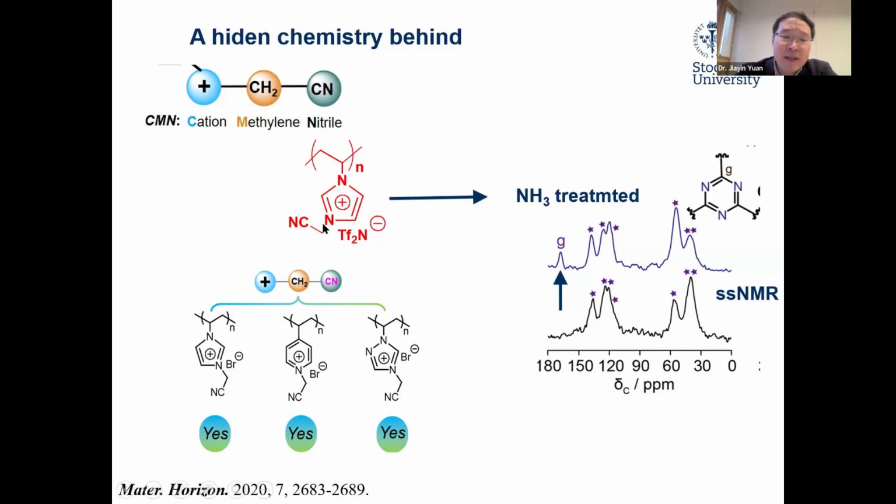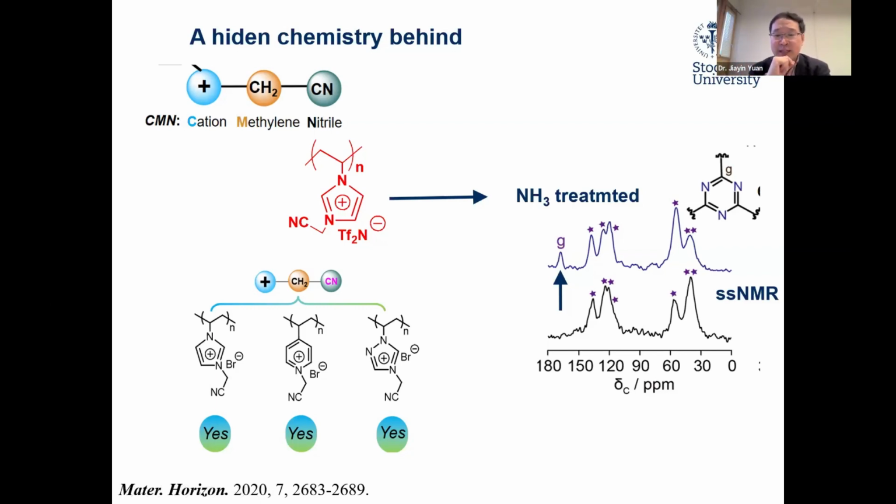What we find is the nitride group is activated through a methylene bridge when it is sitting around a cation. So here, either an imidazolium cation, or a pyridinium cation, or even a triazolium cation, we find that the nitride group can undergo the trimerization reaction at ambient temperature, catalyzed by ammonia. This is a very unusual chemistry.